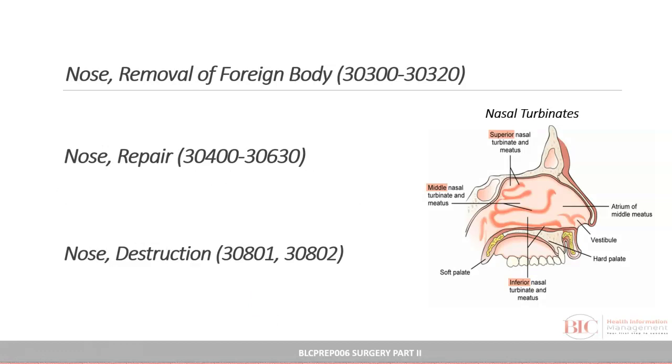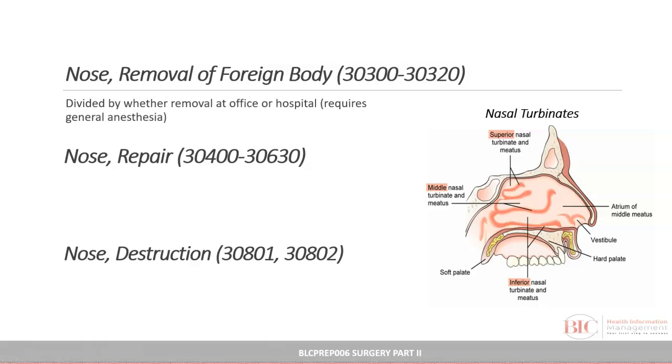So some of your other categories, 30300 to 30320, are removal of any foreign body to the nose. Any repairs to the nose, your range of codes are going to be 30400 to 30630. Any destruction, 30801 or 02.